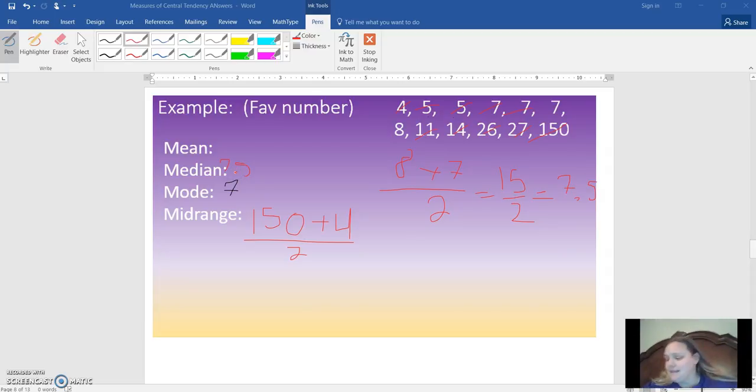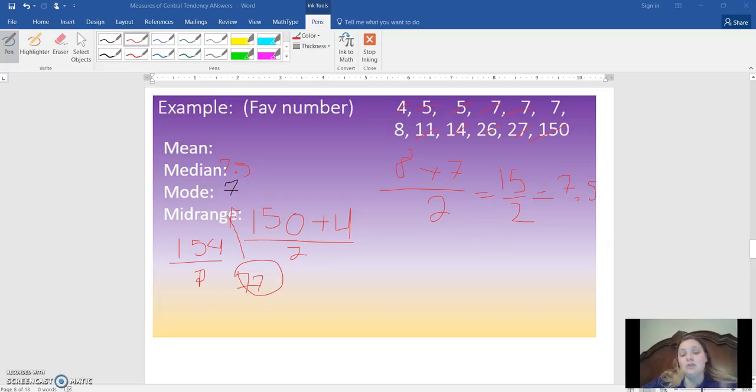All right, this particular set of data is unique, and we're going to see later on why this mid-range, which is 154 divided by 2, is 77. All right, so we would get 77 as our mid-range. I don't know why the text is off a little. Anyway, you get the point.